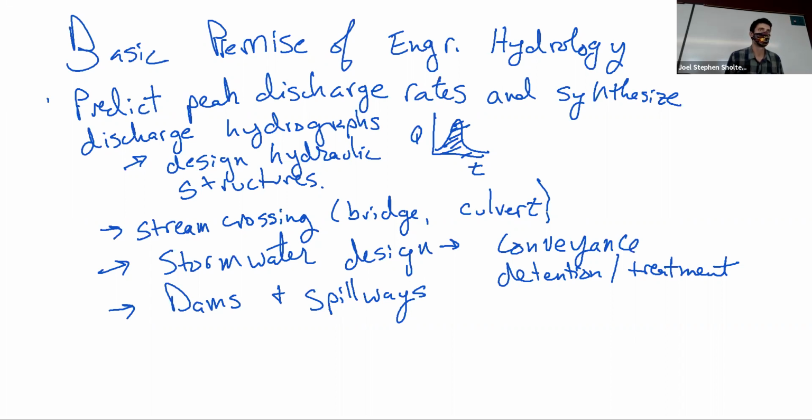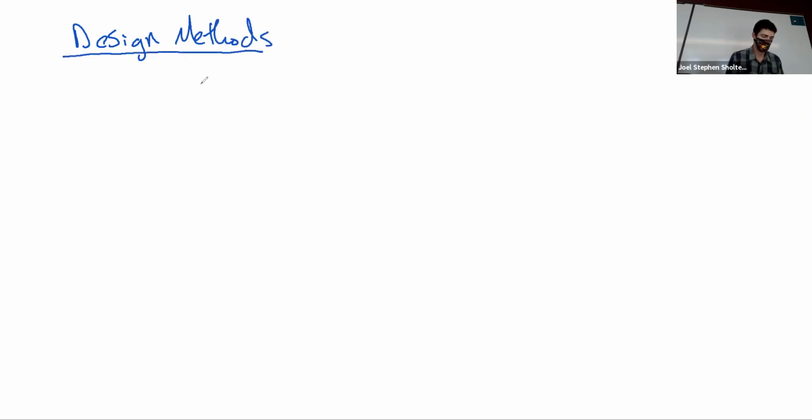So the basic premise of engineering hydrology is to predict peak discharge as well as discharge hydrographs, which is discharge over time. Okay, so let's talk about different design methods. There are different approaches that we can use, based on different data and statistical methods. So the first one we could think of is flow-based.